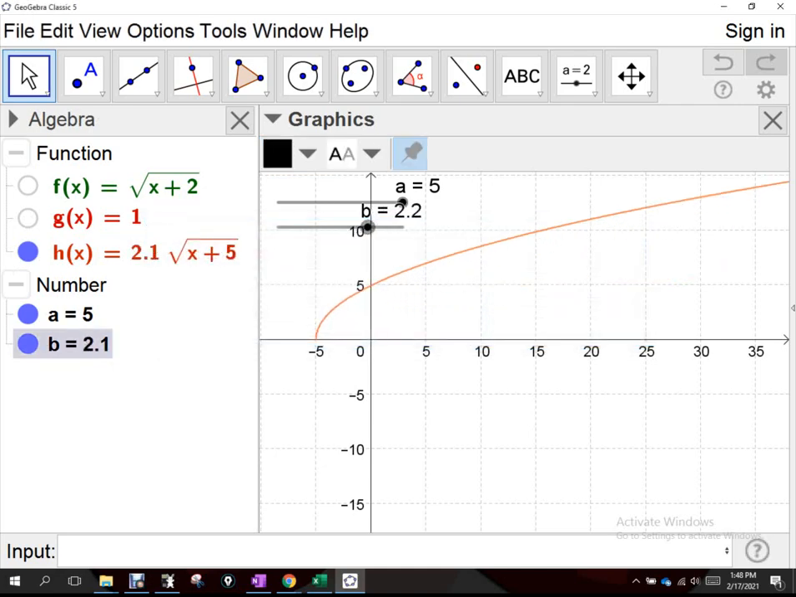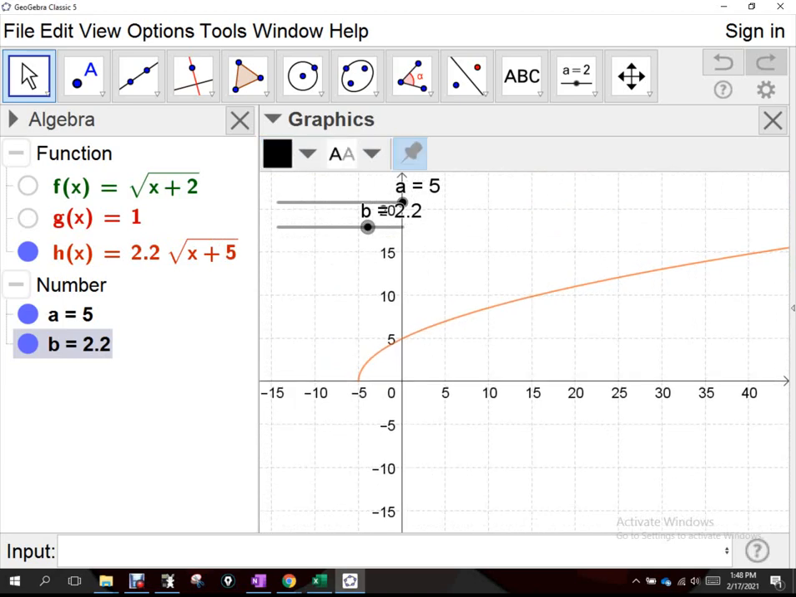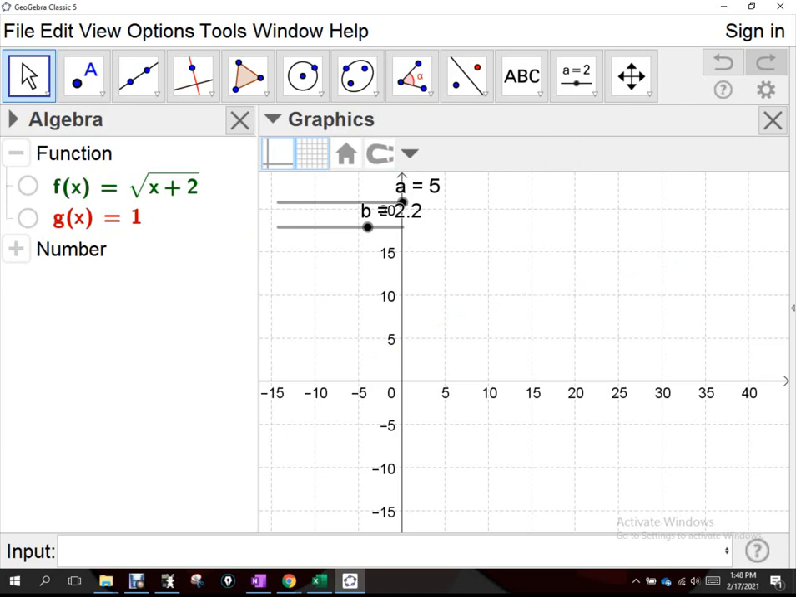When I change the B value, all it does is make it get taller faster. Is that okay, everybody? All your root functions are going to look something like that. Now, when I solve an equation, let's go back to the original equation that I had: the square root of x plus 2 equaling 1. If we forget how to solve equations by hand, using inverse operations and things like that, we can always solve them using graphs.